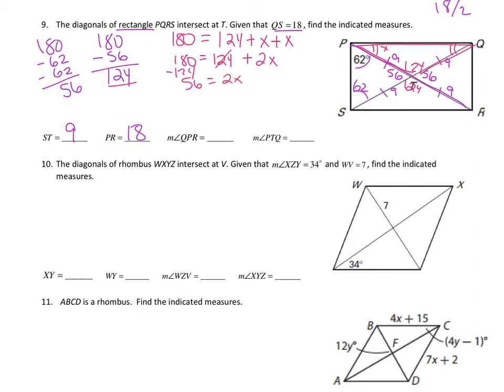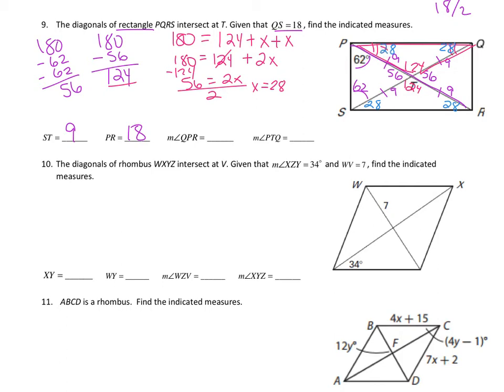equals 2x. If I divide that by 2, that gives me 28. So each of these missing angles up there are 28. Now remember, these are congruent triangles, so this is also going to be 28 and 28. Another way you could find that is because we know it's a rectangle, we know that this angle right here is 90 degrees, so because this is 62, this would also have to be 28.